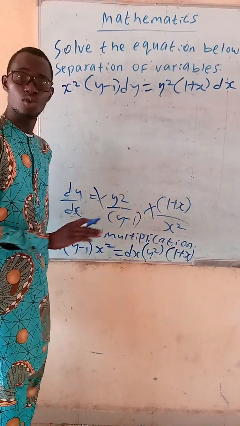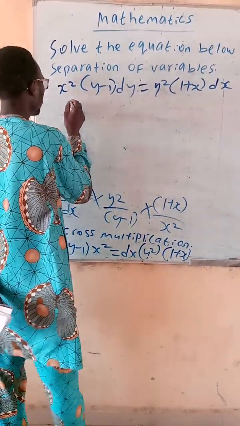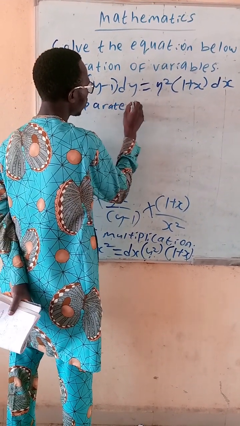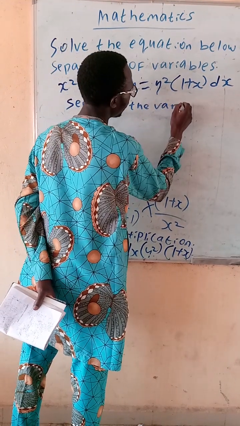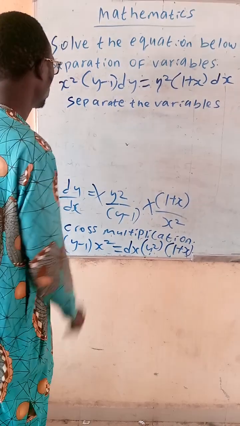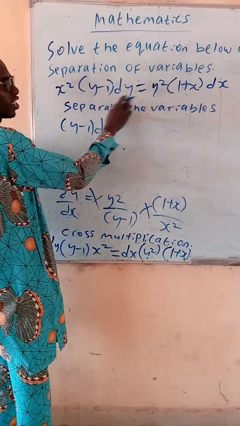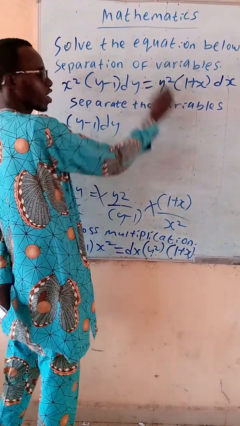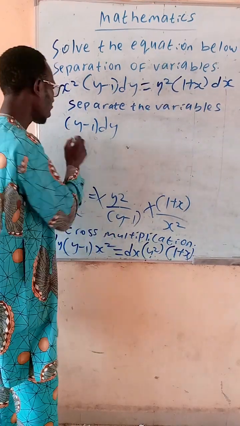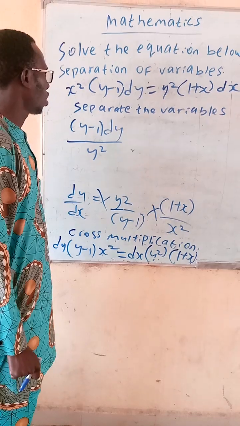So what we're going to do here is separate the variables. How can we do that now? We have y minus 1 dy, then we divide by y squared. Y minus 1 dy divided by y squared. This is how we separate the variables. Are you getting me now?